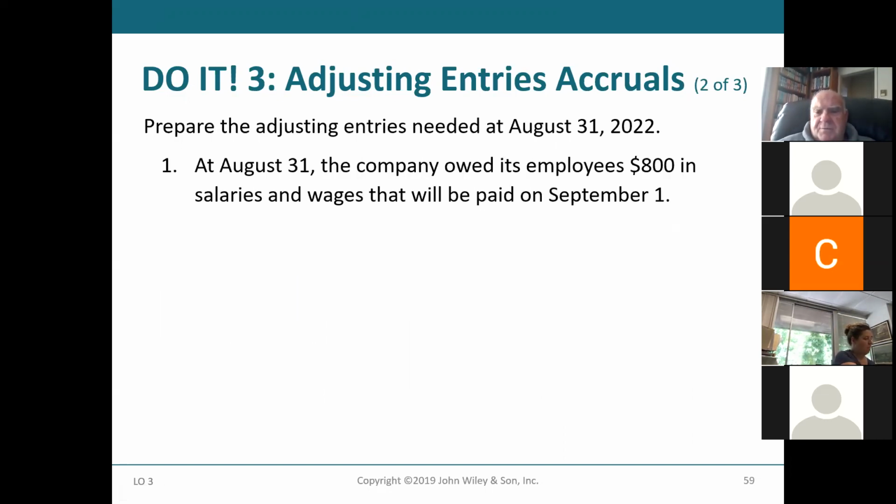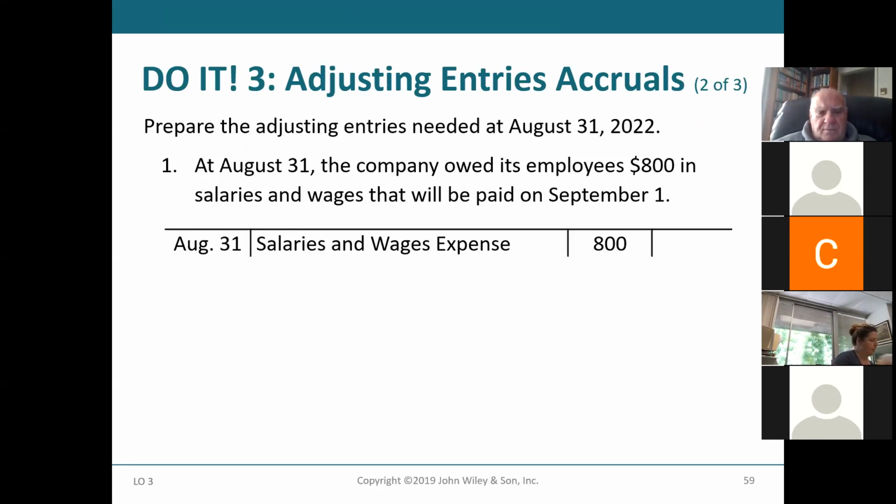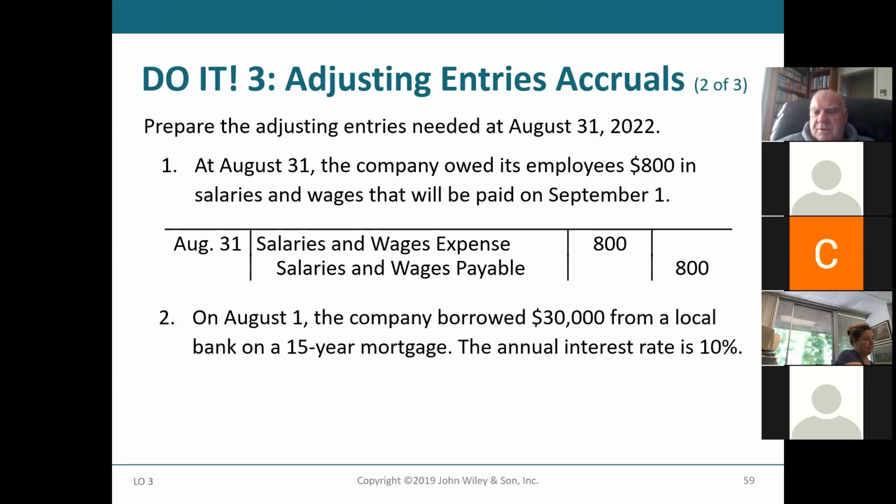The company owed its employees $800. Thank you for working August 31st, everybody. That money gets recorded in August. You're not getting paid till September 15th. There is our journal entry. Debit to an expense, credit to payable.